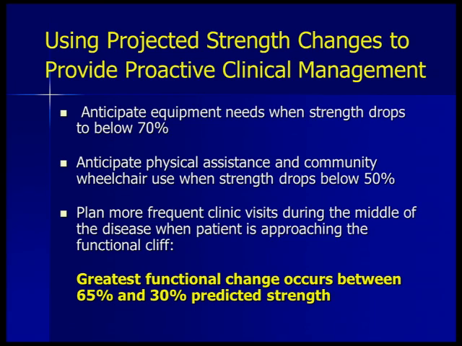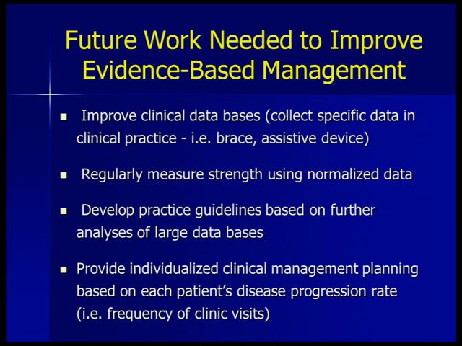So using projected strength change for clinical management, I think we all should anticipate that patients will start needing equipment once they drop below 70% of their expected strength. And most importantly, the greatest functional decline occurs between 65% and 30% of their expected strength. This is the time we need to see them in clinic more often. So we really need to see patients in clinic more often during the middle of their disease, and if they're declining faster, we need to see them more often.